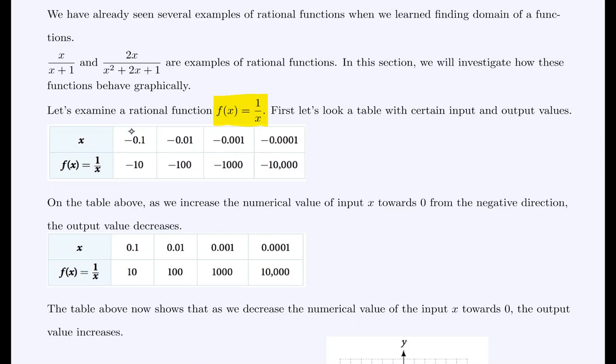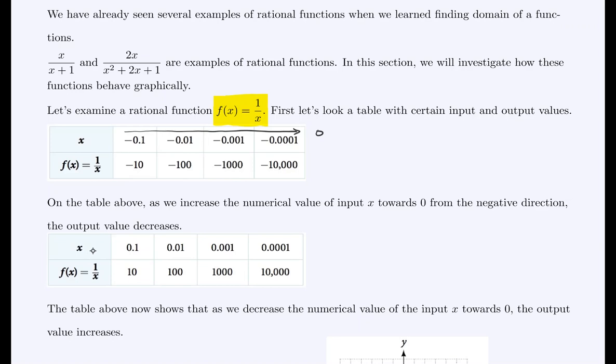Notice the trend. These x values are getting closer and closer to 0 from the left, but do we see the y values are getting farther and farther negative? And not only are they getting more negative, but significantly more so. Here we went from negative 0.01 to negative 0.001, but the y values jump from negative 100 to negative 1,000.